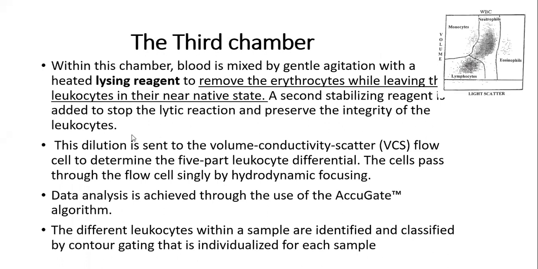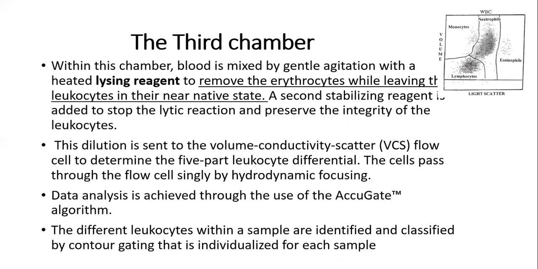Next, we come to the interesting third chamber. So first chamber was counting RBC and platelet, just for your revision. And there was only diluent in that. The second chamber, where the WBC and hemoglobin is measured, there is a diluent. Along with it, there is a lysate, which is helpful in taking out the hemoglobin out of the red blood cells. Now we come to the third chamber.